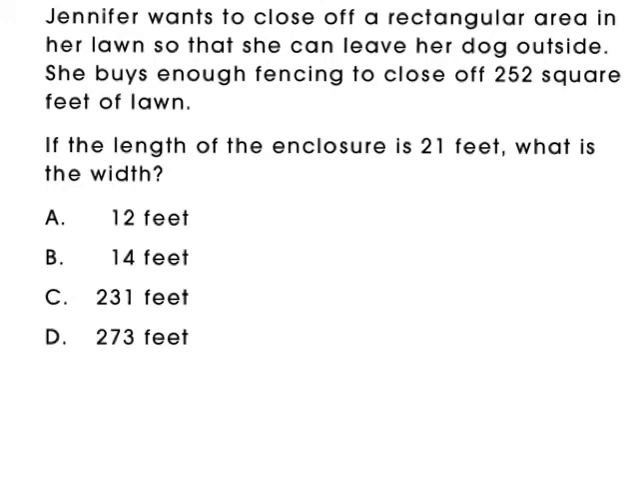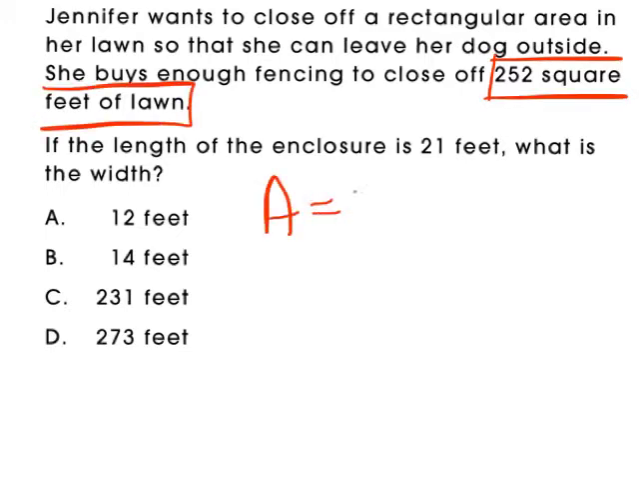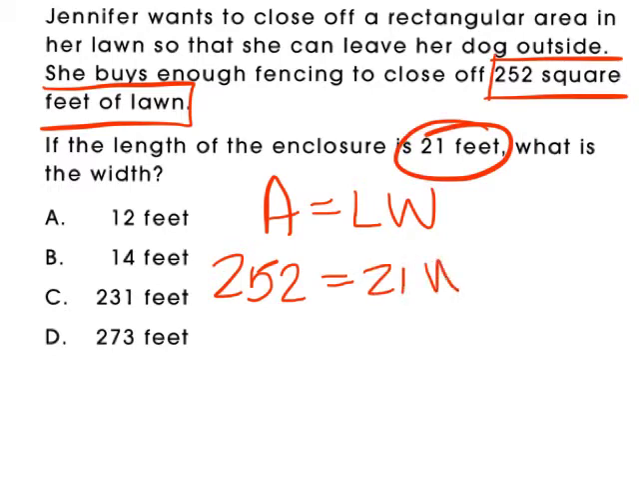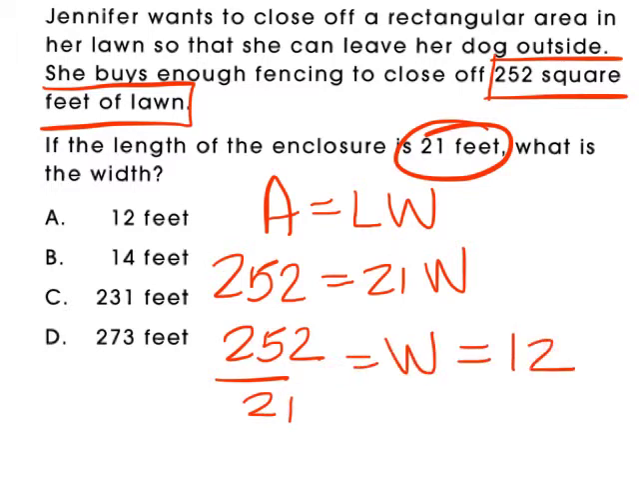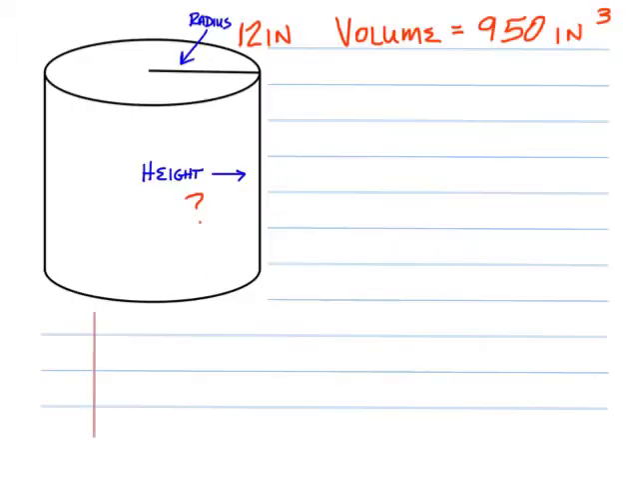Graduation test problem of the day. Write down a capital A, B, C, or D on a piece of paper with your name and drop it off up here. In the problem it says 252 square feet of lawn. That means area. Area equals L times W, length times width. If the area is 252 and the length is 21, you will divide 252 by 21 to get W, which is 12.